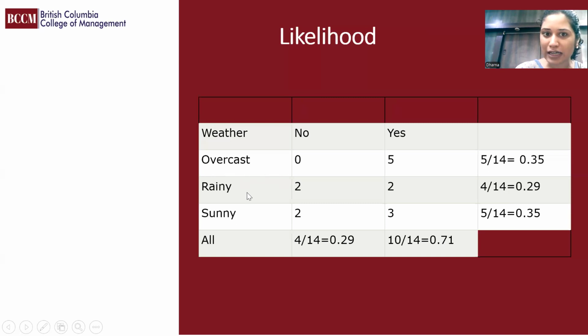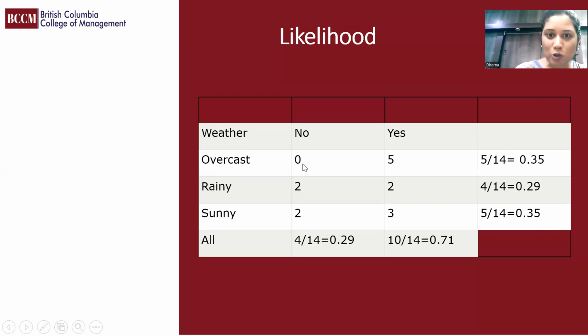I will do the same for rainy. I add yes and no, and divide by 14. The total number of yes and no is 4, and 4 divided by 14, where 14 is the total number of values in the whole data set, gives 0.29. We do the same for sunny: 2 plus 3, that is 5, divided by 14 gives 0.35. This way we get the likelihood of all three types of weather.